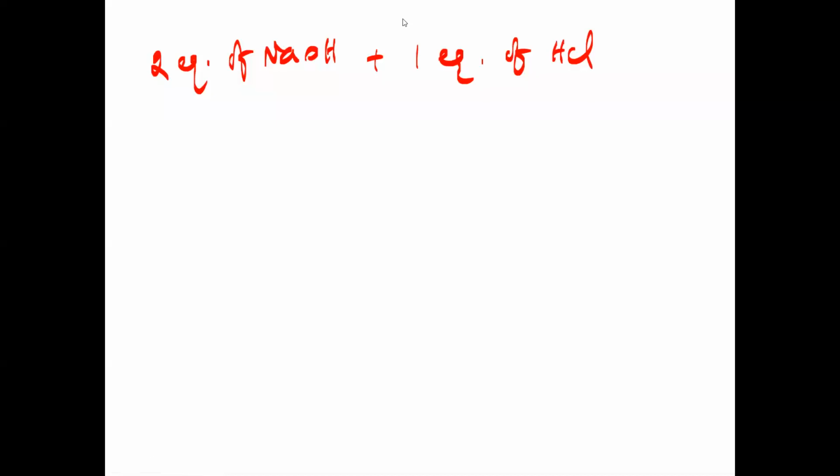Hello everyone. So yesterday we were discussing the mixing of acid solutions and base solutions to get a resultant solution, right? So here we have taken 2 gram equivalents of NaOH, which is mixed with 1 gram equivalent of HCl. When we mix these two, we get a resultant solution. Will it be basic or acidic? The resultant solution will be basic in nature.